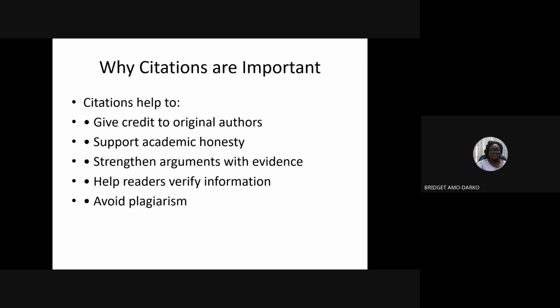Why are citations important? Citation helps to give credit to original authors. It also supports academic honesty. It strengthens arguments with evidence. It helps readers verify information, and it also helps avoid plagiarism. So, when you're writing your thesis, that's the final year project, you can't just state or make arguments without quoting. Academic honesty, to be honest with whatever you are saying.